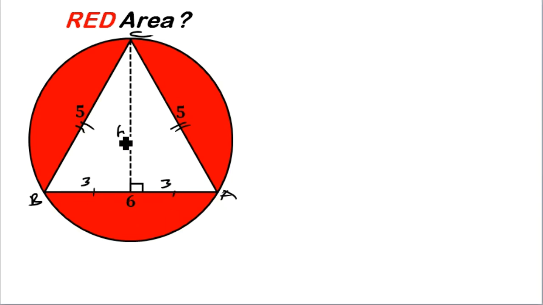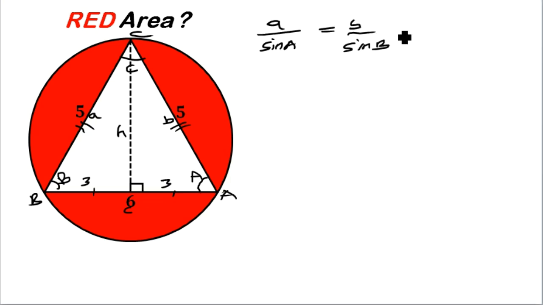If you let the perpendicular height be h, and the angle at vertex A be angle A, then we can use the sine rule. If this is angle A, the opposite side is denoted by small a. If this is angle B, the opposite side is small b. If that is angle C, then the opposite side is small c. Now if you use the sine rule, we have a over sine A equals b over sine B equals c over sine C equals 2R.